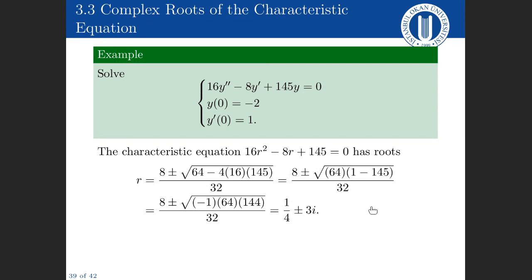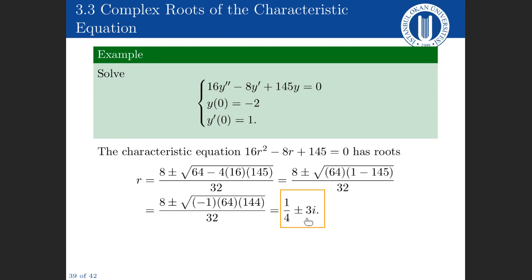Calculate the roots. I'm going to skip through this calculation. I'll leave this for you to check later. Do check it because you'll notice I do make mistakes when I'm typing this. So do check this and let me know if there's a mistake here. Let's assume for now that this is correct.